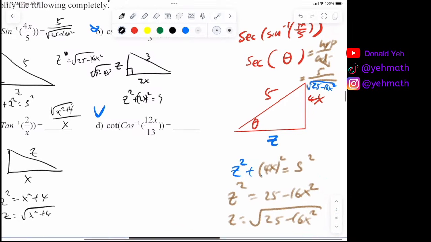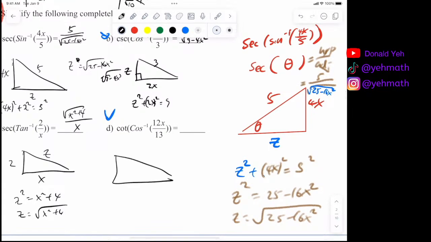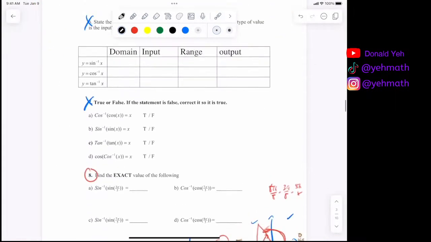And I think we did this one already. Oh no, we didn't. This is 12x, 13 squared, so 169 minus 144x squared. Is that right? Cotangent is 12x over square root of 169 minus 144x squared. Is that right? Oh, easy.